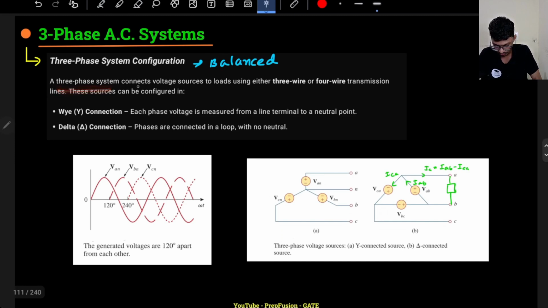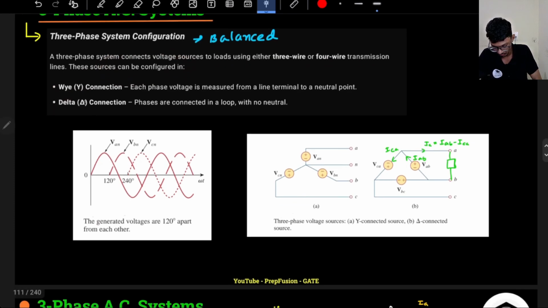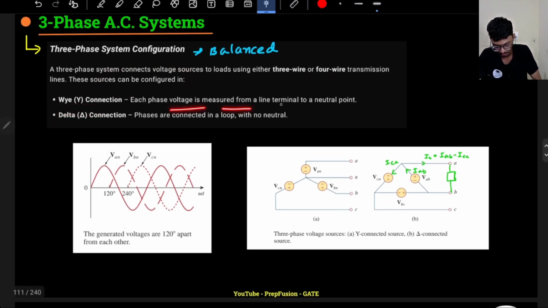A three-phase system connects voltage source to loads using either 3-wire or 4-wire transmission lines. These sources can be configured in the following configurations: Y or delta connection. In Y connection, each phase voltage is measured from line terminal to neutral point, and in delta connection, each phase is connected in a loop, like here, right? They are in a loop basically. And in star, we have Y. Y is known as star. We have a neutral point. That is the difference between Y and delta connection.